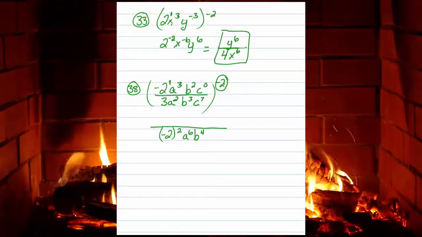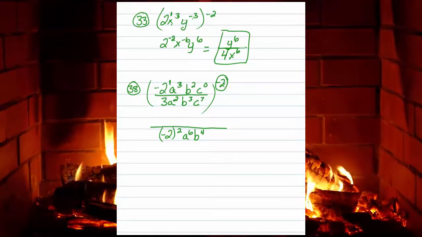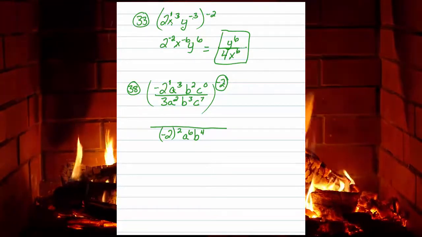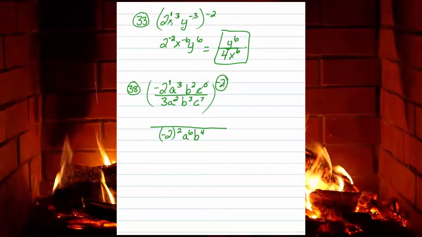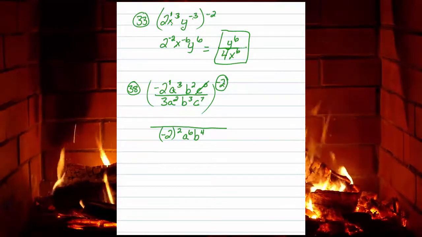C to the 0th power, I can go ahead and write as 1. And 1 times 1 times 1, doesn't matter how many times I multiply it by itself, it's still going to be 1. So really that c is going to go ahead and cancel out. I don't have to worry about it at all.